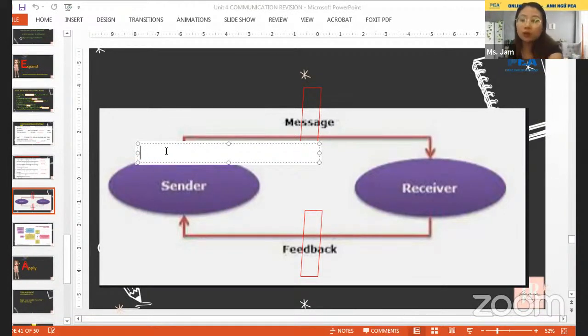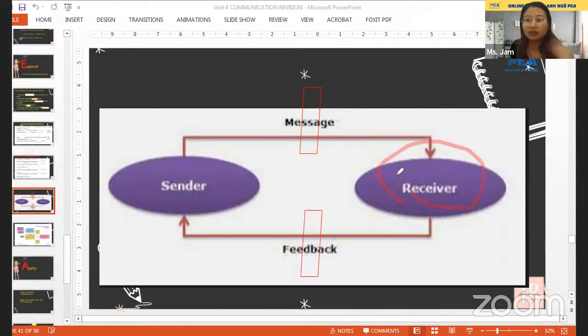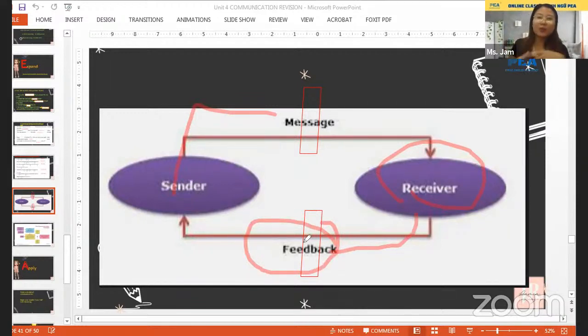So the receiver will only understand maybe some part of the movie. And then the receiver cannot talk back or send back the feedback because the receiver doesn't understand what the sender sends. So here we have the feedback. The feedback is the message, I mean, the opinion that you give to the sender, or the one who sends the message. So this is my interpretation of this one.